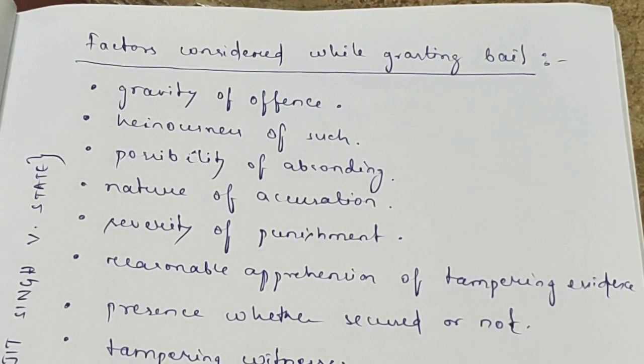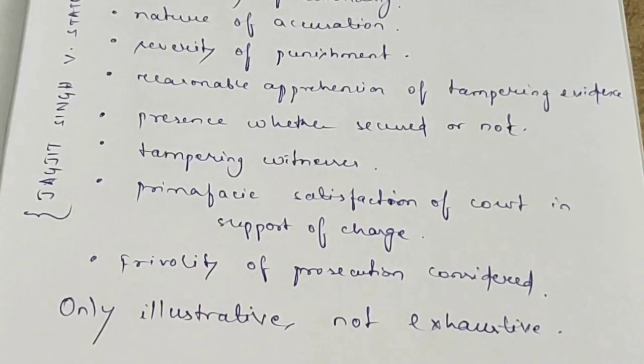Also, there are some factors which are to be considered by the court while granting the bail. Those are as follows: gravity of the offence, heinousness of the crime, possibility of absconding, nature of accusation, and so on. These were laid down in Jagdish Singh versus State. Please pause the video and note down the points. It was also held that these grounds are only illustrative and not exhaustive.